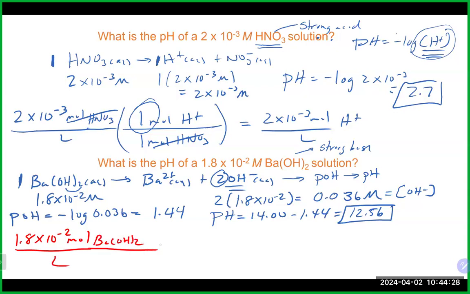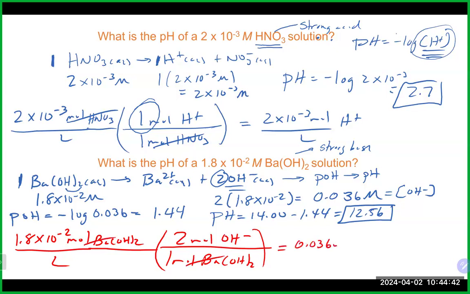Once again, just going to do a geometry move here. 1 mole of the barium hydroxide will give us 2 moles of the OH minus. Moles are going to cancel, and that gives us our 0.036 moles per liter of hydroxide. That's also why we are multiplying by 2 by doing it that way. Any questions on how to get the pH of a strong acid or strong base?